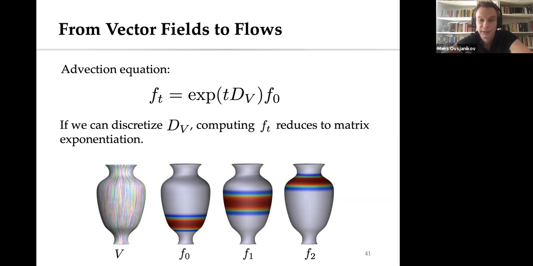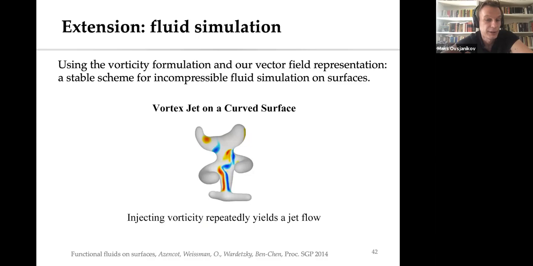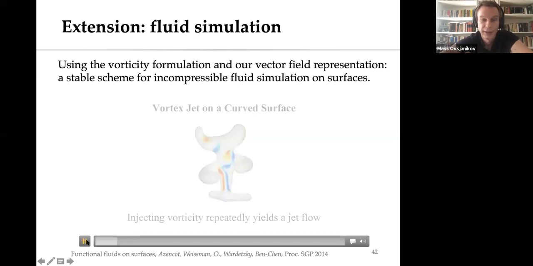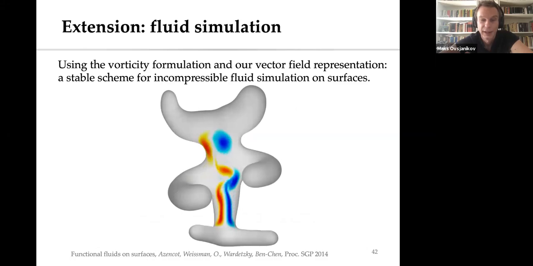And in a discrete setting, this reduces the advection to just matrix exponentiation, which is relatively easy to do. So this led us to investigate where the advection equation arises a lot. Many of you would know that the advection equation is common, for example, in fluid simulation. So based on this, we proposed a method for doing fluid simulation on surfaces.